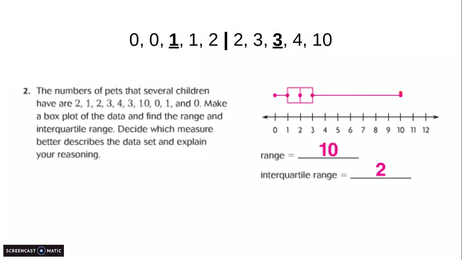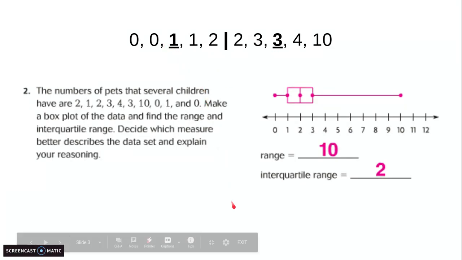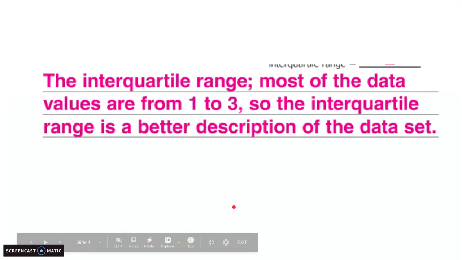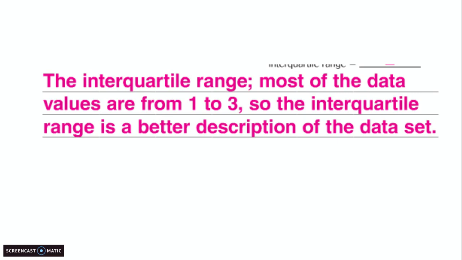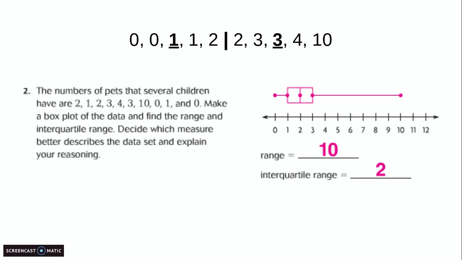All right, to find the range, you take the whiskers, 10 minus 0, and you get 10. And to find the interquartile range, you take the 2 quartiles, the upper and the lower, the Q3 and the Q1. 3 minus 1 is 2. Now to answer that question, which one is the better measure of variability? That would be the IQR. Most of the data values are from 1 to 3, so the interquartile range is a better description of the data set.